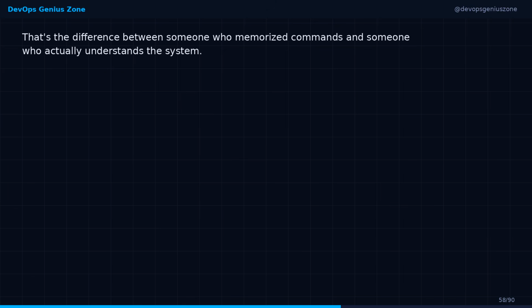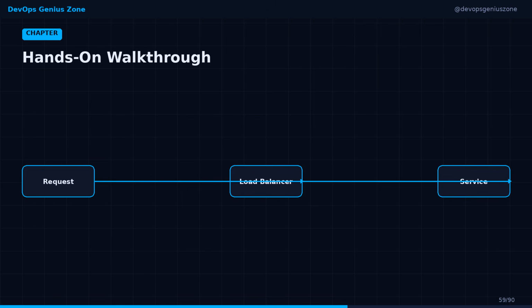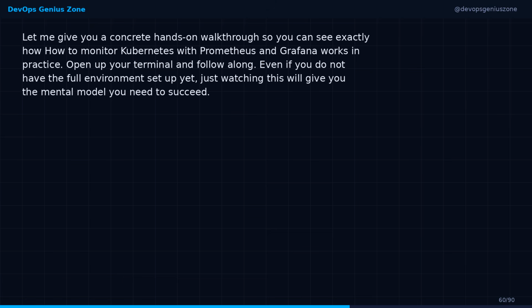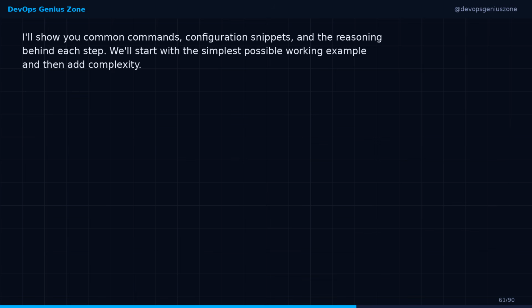Let me give you a concrete hands-on walkthrough so you can see exactly how to monitor Kubernetes with Prometheus and Grafana works in practice. Open up your terminal and follow along. Even if you do not have the full environment set up yet, just watching this will give you the mental model you need to succeed. I'll show you common commands, configuration snippets, and the reasoning behind each step. We'll start with the simplest possible working example and then add complexity.